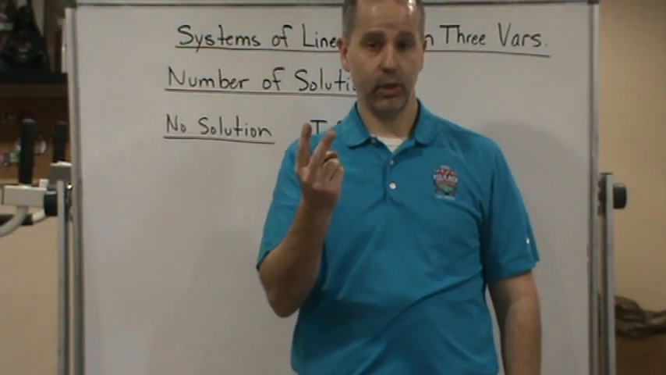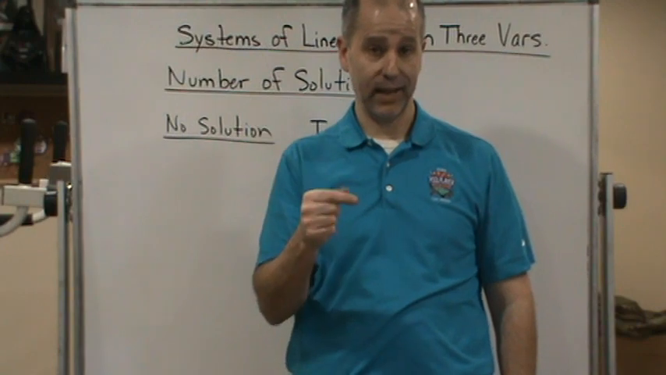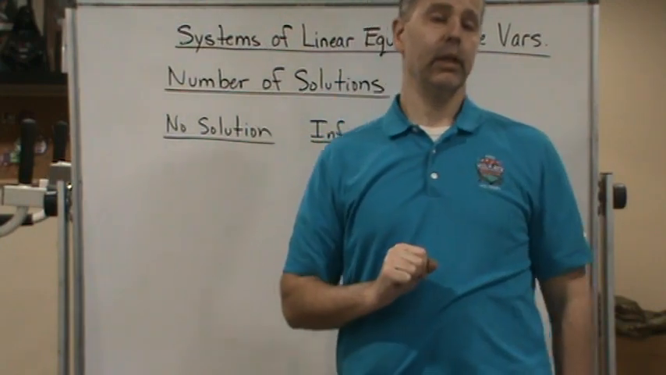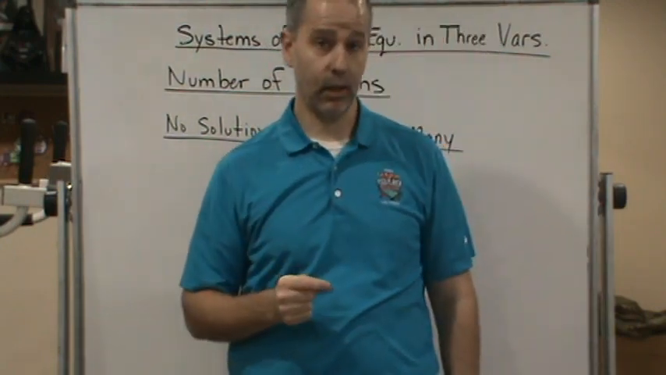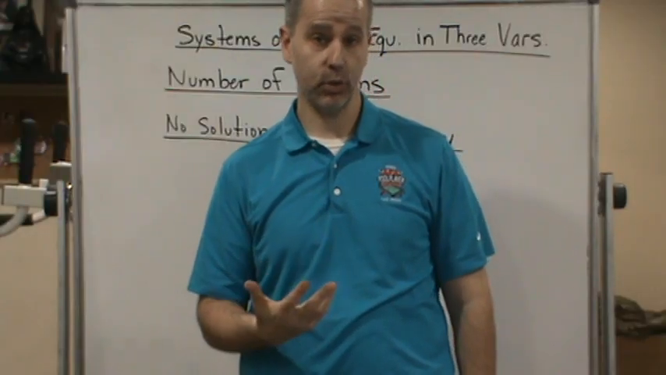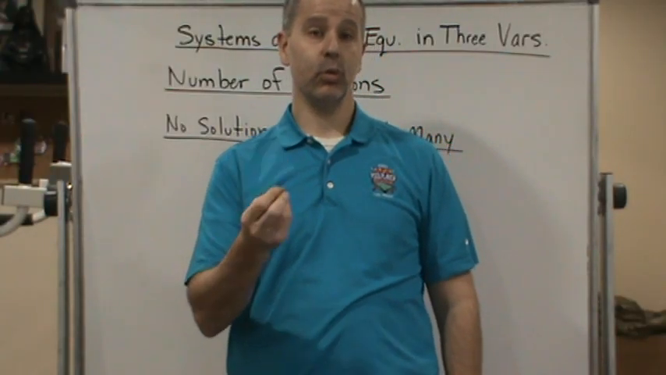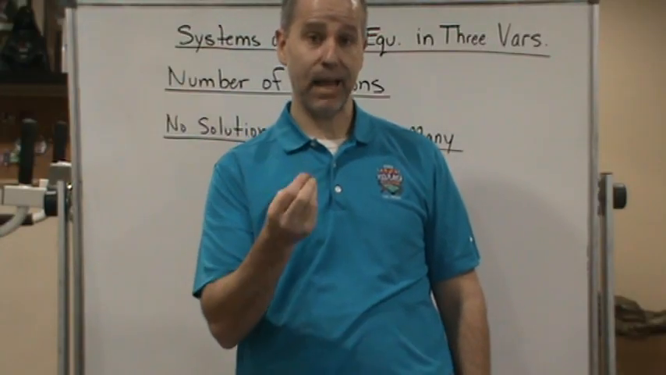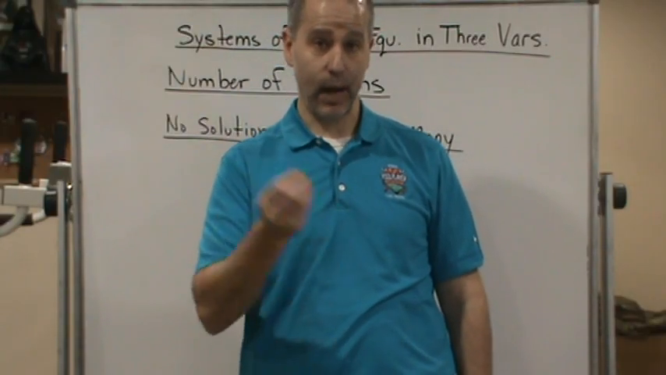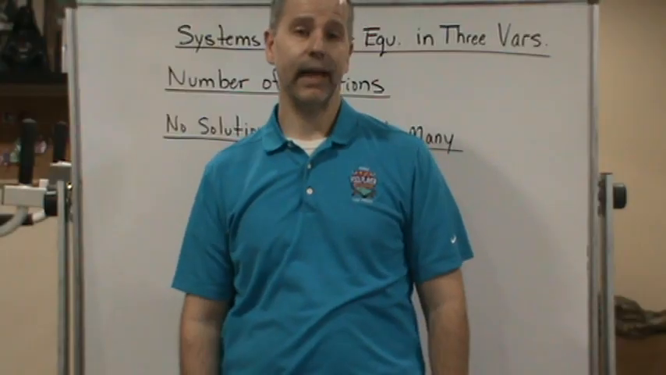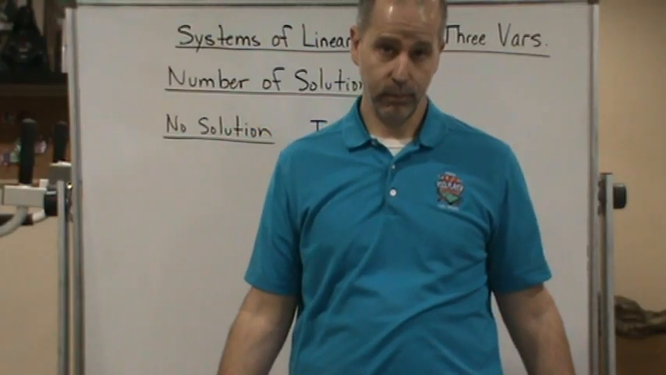So if we have two lines that intersect, we have one solution. If we have two parallel lines, then we have no solutions. Or we have two lines that are the same line, they represent the same line, or they're right on top of each other, and we get infinitely many solutions.